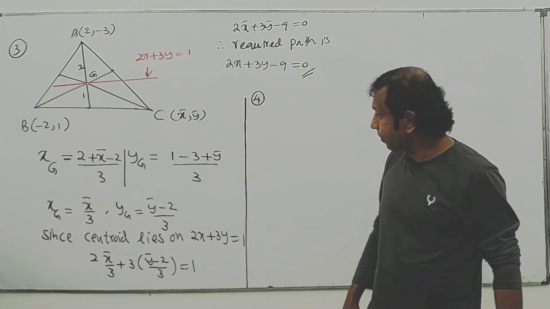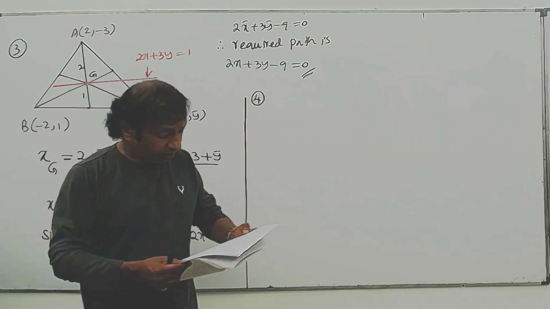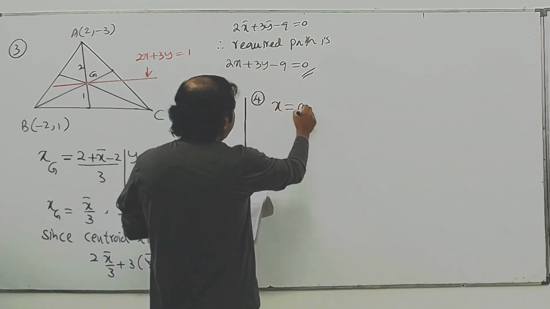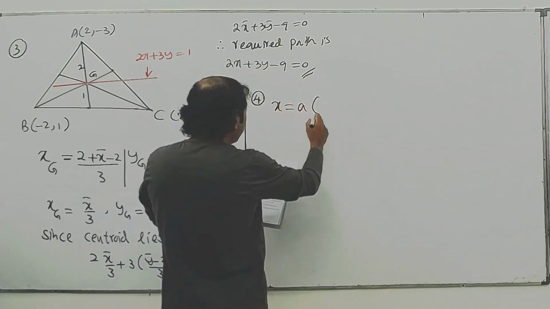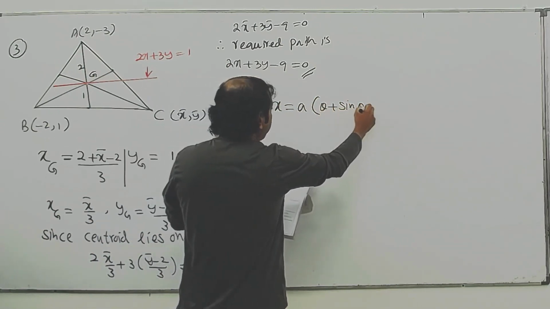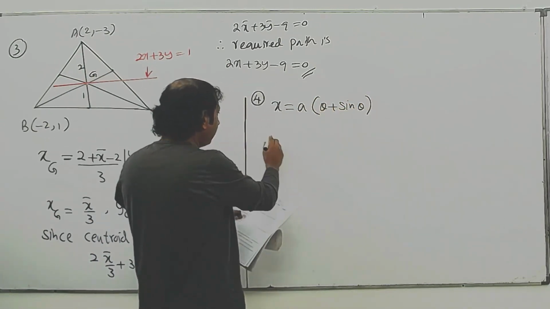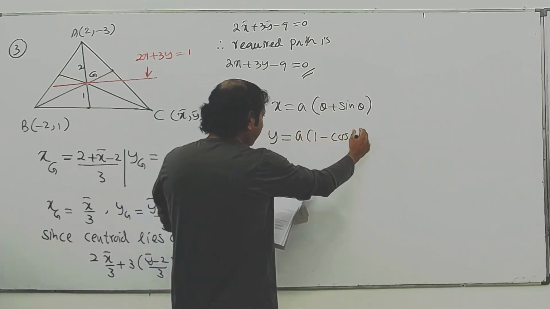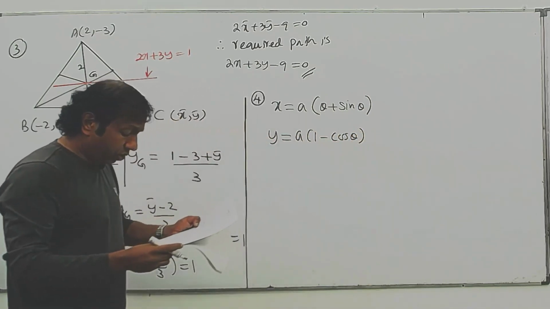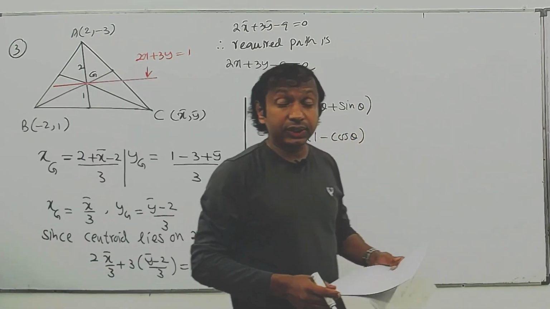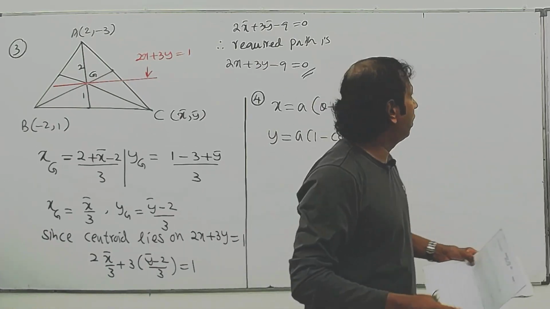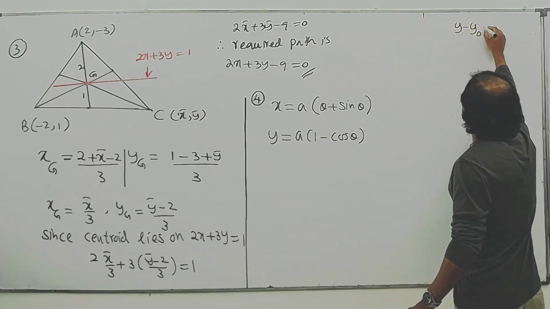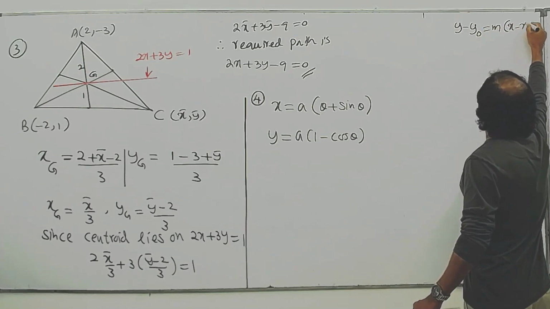Okay, right. Now number 4, we have x equals a(theta plus sine theta), and y given as a(1 minus cos theta). Now we are asked to find the equation of the tangent. When we need to find the tangent, it means a straight line, no? This theory we have to use.